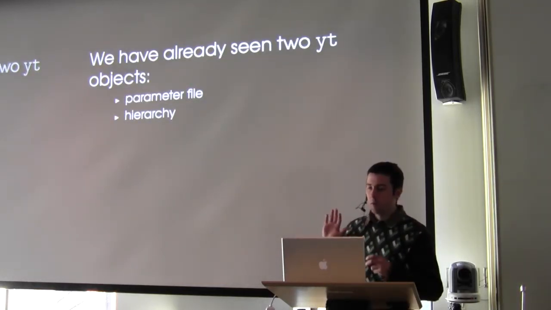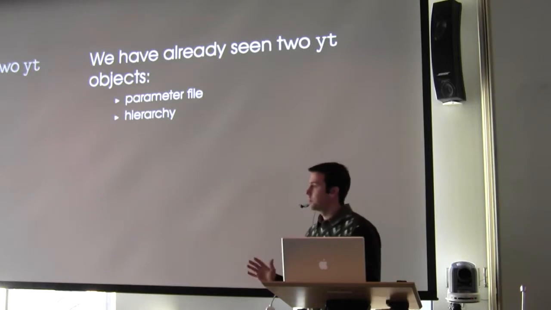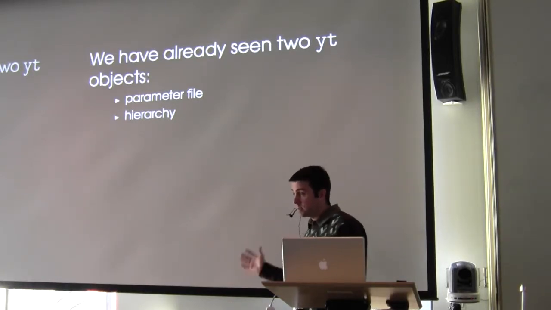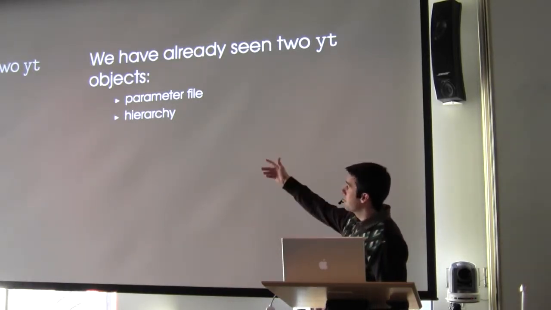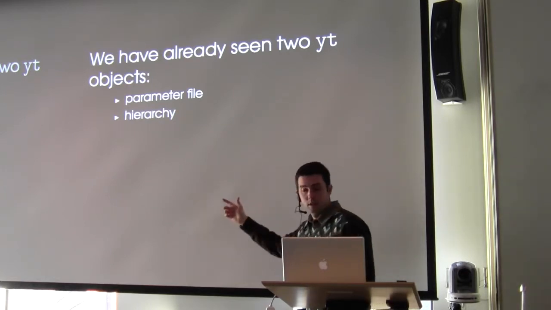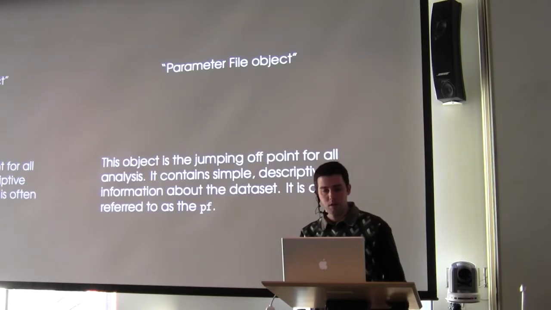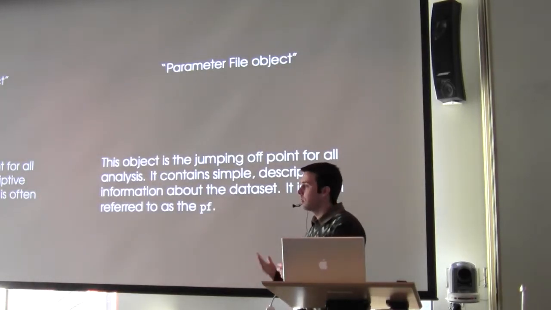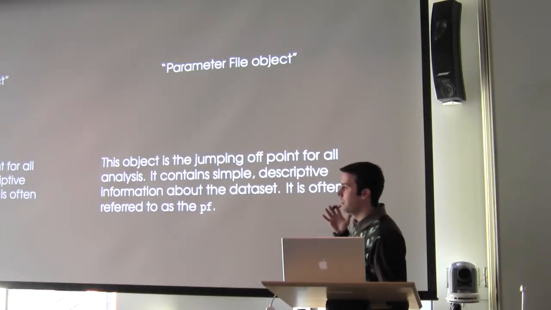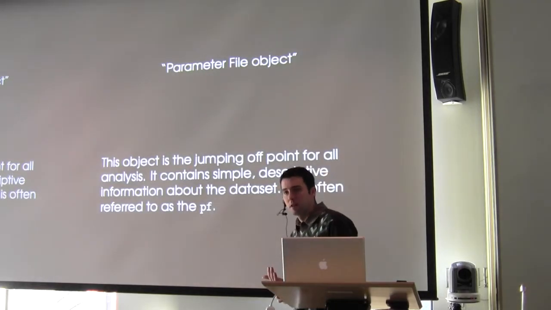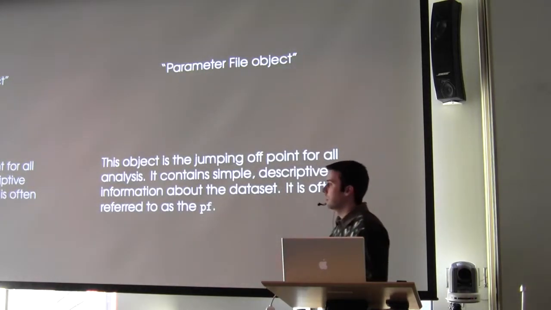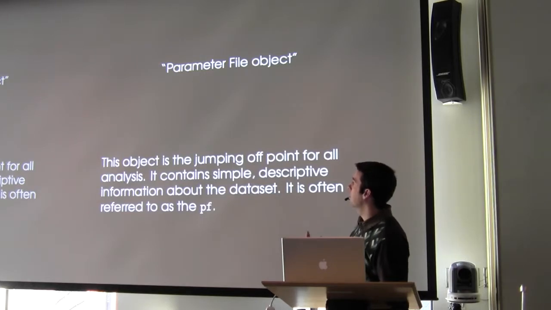So we've already seen two objects in YT in Matt's talk, and that was the parameter file and the hierarchy. There are many more to come, but those are two that you've already seen. You actually have seen others too. So for a little bit of a redefinition, hopefully Matt's definitions and my definitions will work together to help you gain some insight into how these things work.